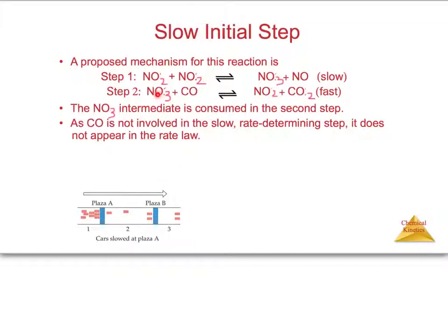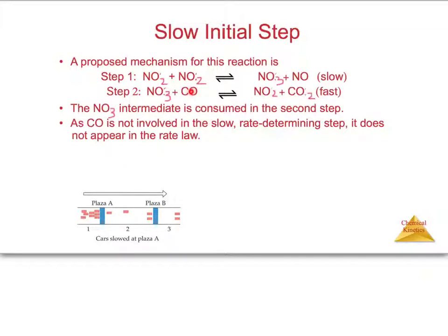Well, if I were to actually read this going across, NO3 is an intermediate, right? Intermediate means in the middle, and it is in the middle. So I'm going from this plus this is giving me this, and then this is giving me this. So nitrogen trioxide is in the middle, which is considered an intermediate, okay? So it's being created in the first step and it's being consumed in the second step. And then we said carbon monoxide here in the second step, it's not involved in the rate determining step, which means it doesn't appear in the rate law.